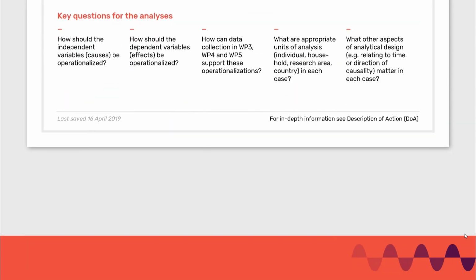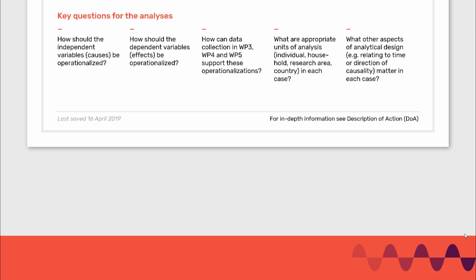Then right at the bottom of this overview sheet, you will see 5 key questions. These are questions that we can think of as we plan the data collection. How should the independent variables or causes be operationalized? And likewise, how should the dependent variables be operationalized? Then the third question, how can data collection in work package 3, 4, and 5 support these operationalizations? So not just what would we ideally want, but also what is feasible given our resource limitations, for instance.